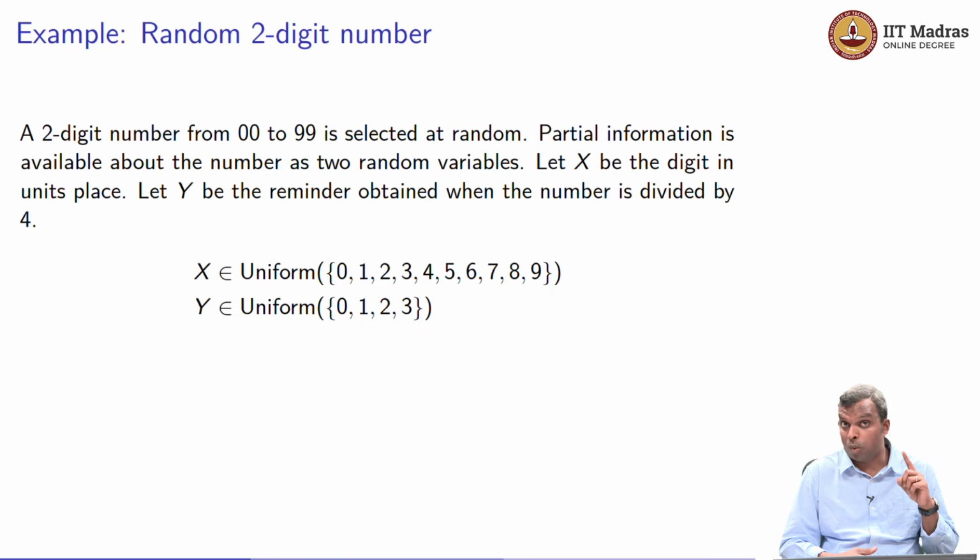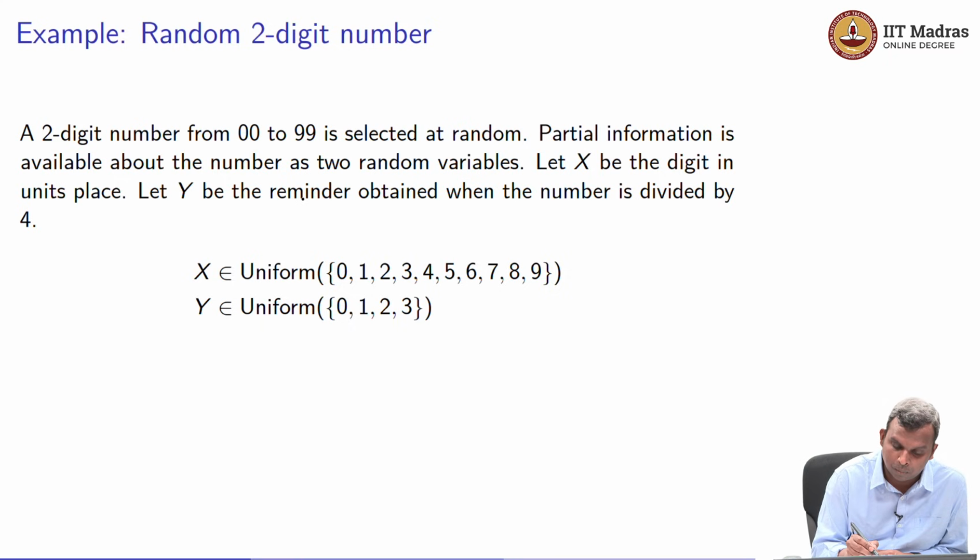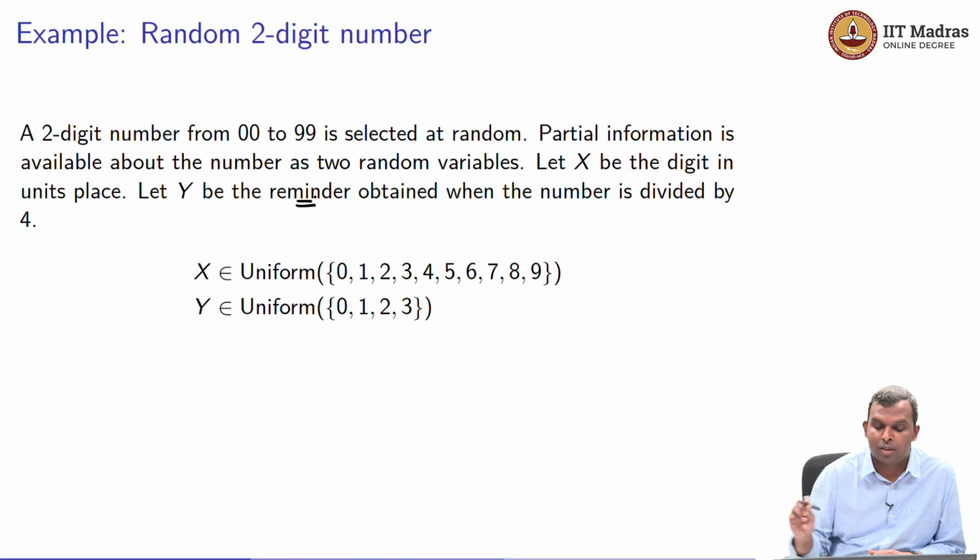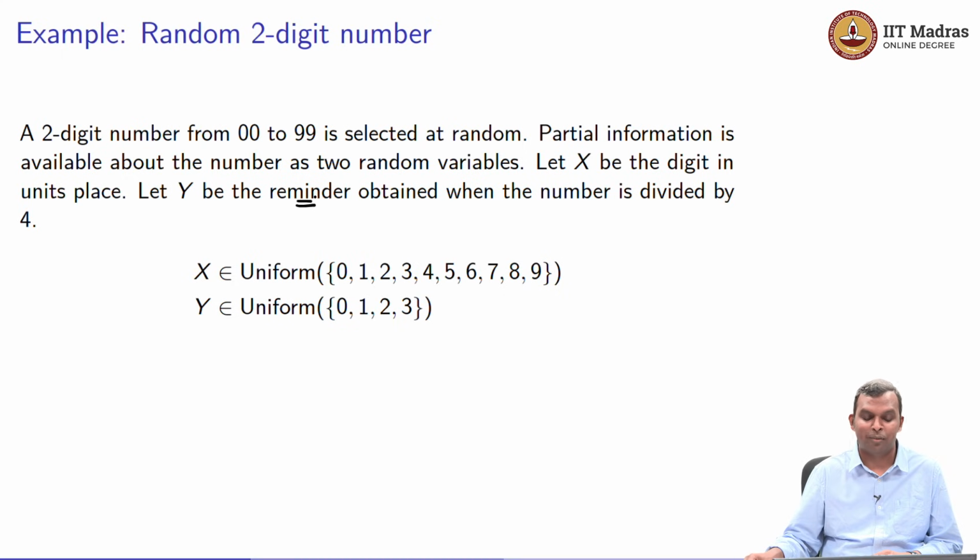Now I am defining one more random variable. Notice what I am doing. Y is the remainder. I think there's a spelling mistake here, that's okay. I'll underline it so that you can correct it later. So Y is the remainder that's obtained when the number itself is divided by 4.